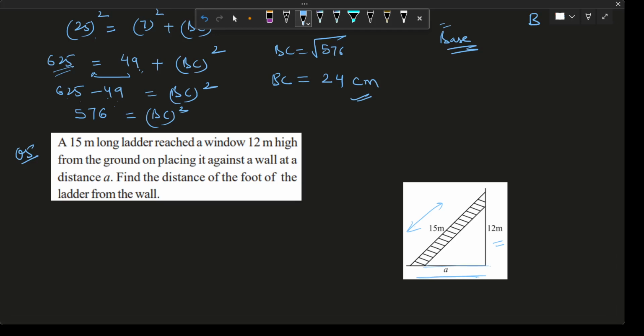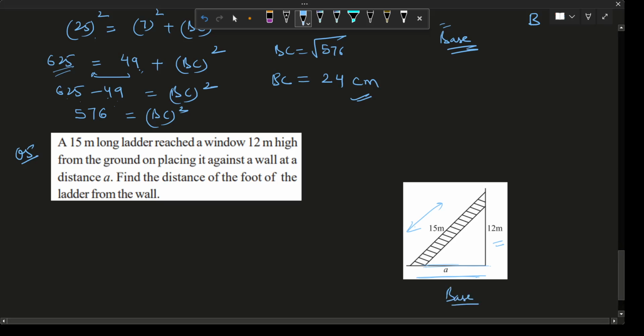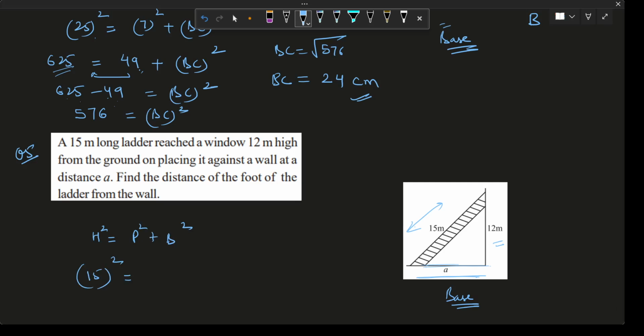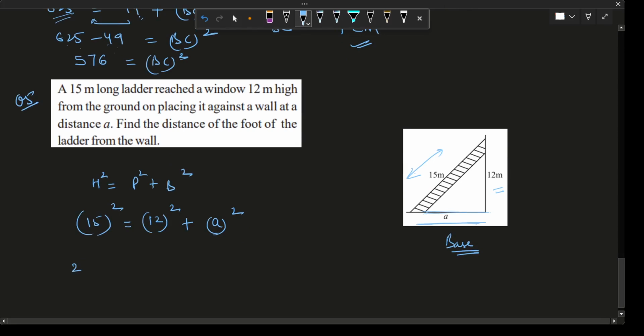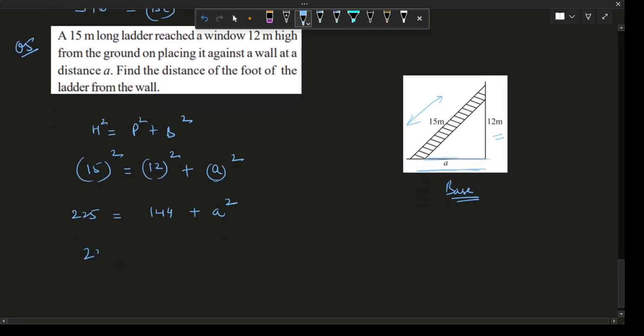अभी आपको ये A calculate करना है. Again you have to calculate what? Base. Clear ना? So you know what? That hypotenuse square is equal to perpendicular square plus base square. What is hypotenuse? That's your ladder, 15 length of the ladder. Perpendicular is the wall, okay, and base is the base which is given as A. 15 square 225, 12 square 144. When I minus it, what will I get?